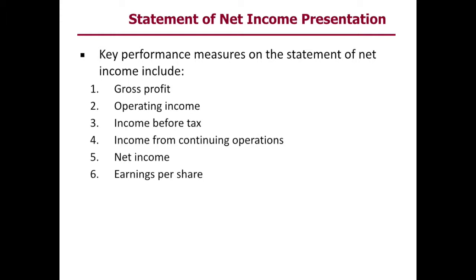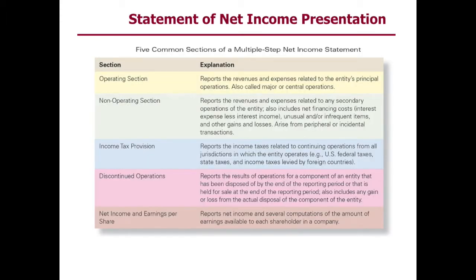So let's look at the different sections of a multi-step income statement. The first one is the operating activity section, or operating section. This is where you would see the revenues and expenses that are related to the major operations, or the day-to-day operations, of the business. The second section is the non-operating section. Here you'll find the revenues and expenses that are generated from activities that are unrelated to the day-to-day operations of the business. And the next section is the income tax provision. This is where your income taxes that are due related to all your continuing operations of the business would be located. And then if we have any discontinued operations, that would be next.